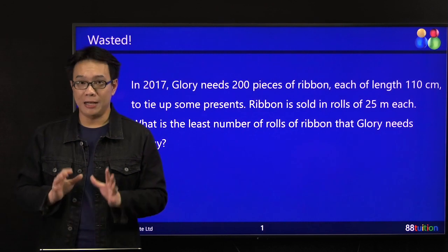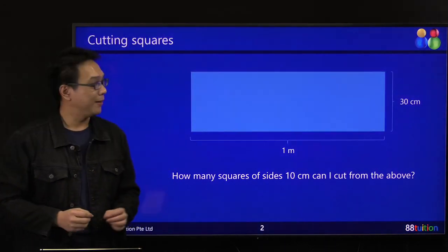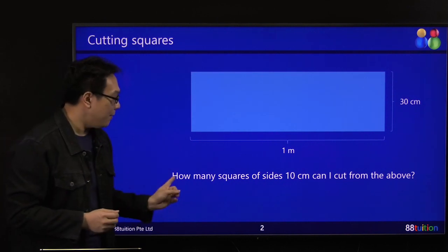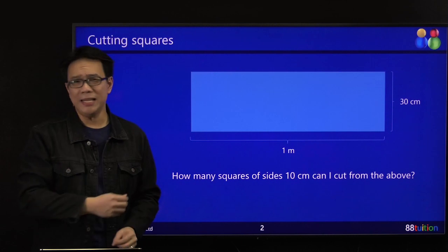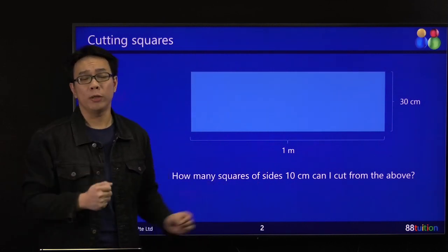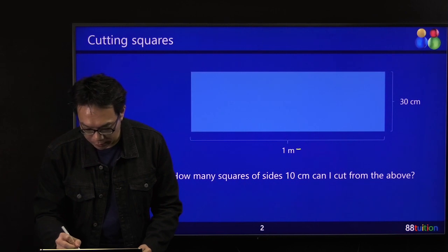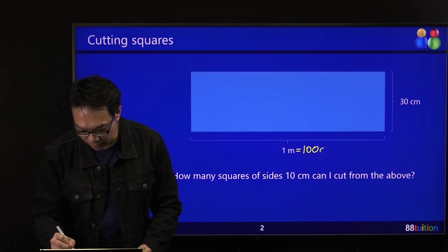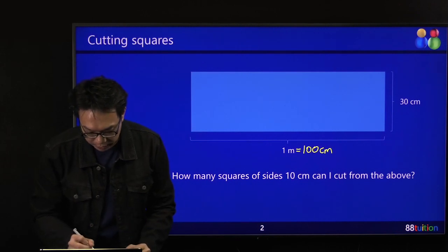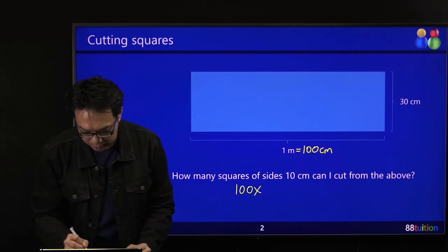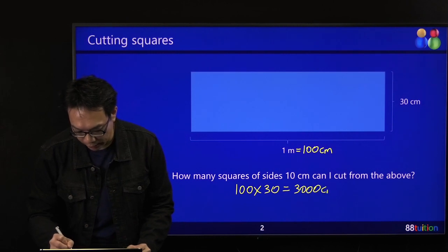Before doing this question, let me talk about another kind of question first, like this. How many squares of size 10 cm can I cut from the above? Easy. Meters, don't trick me. Change to centimeter. 1 meter is equal to 100 centimeters. So the area of the entire piece is 100 times 30, equal to 3,000 cm square.